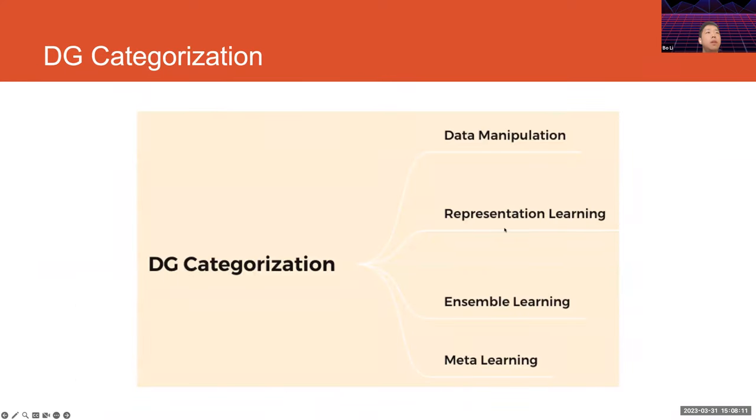Previously, domain generalization methods can be categorized into the following categories. The first is domain manipulation, the second is representation learning, then ensemble learning, and meta learning. I will quickly go through these few categories.